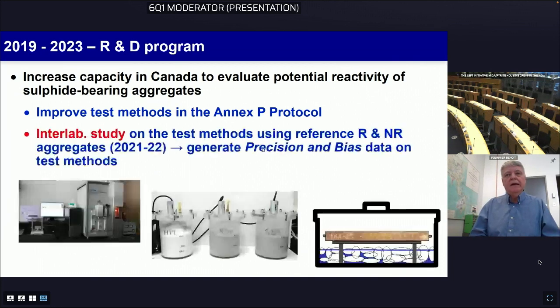Next slide, please. And in order to do that, we actually are organizing an interlab study across Canada where participants will be testing aggregate material in different labs in order to make sure that we are doing the testing properly in the different parts of the country. And this will allow us to move, hopefully, the standard test procedure from the informative part of the standard to the mandatory part of the standard. Next slide, please.